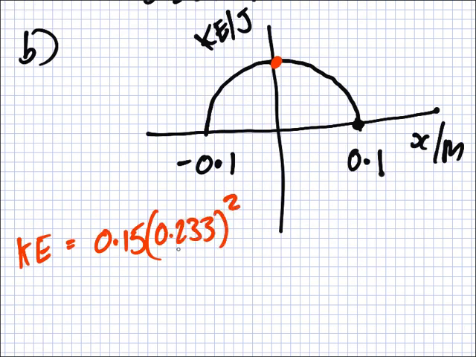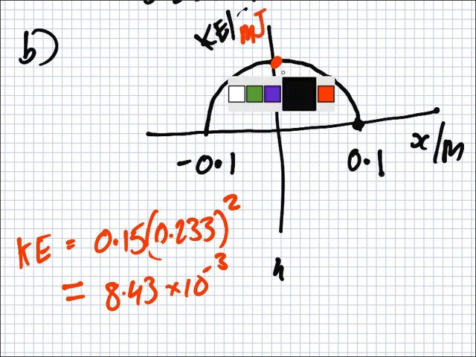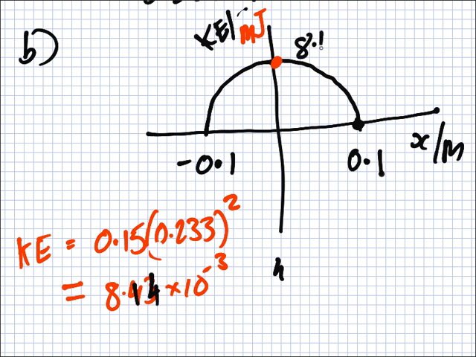0.233 squared. So that's a small number. What's that? 8.143 times 10 to the power negative 3 joules. Right, so what I'll do, I'll just... Where's my pen? Sorry. I'll just remove this for a second and change it to millijoules, make my life easier. And what is it, 8.14? 8.143. So I'll just call this 8.14 millijoules.